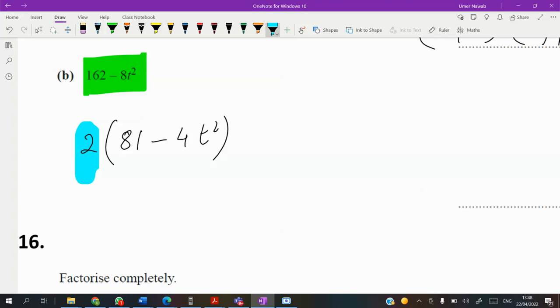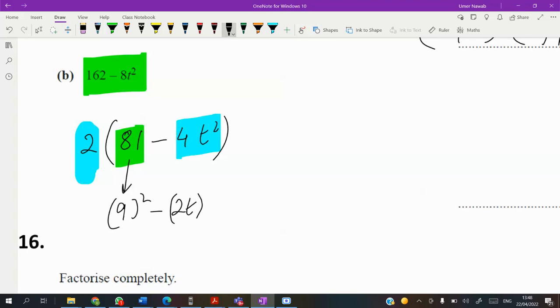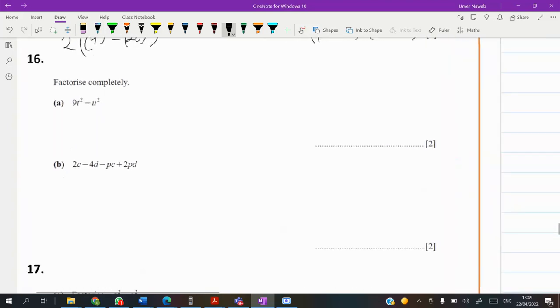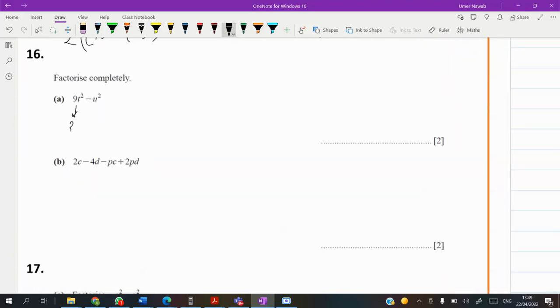Now inside, the beautiful thing happening is that 81 is a perfect square number. I can write it as 9 squared, and this 4t squared can be written as 2t whole squared, and outside we have 2. Now I'm going to write the difference of two squares: 2, then 9 plus 2t, 9 minus 2t. Next, guys, this is the difference of two squares formula. So 2t whole squared minus u whole squared gives 2t plus u and 2t minus u.